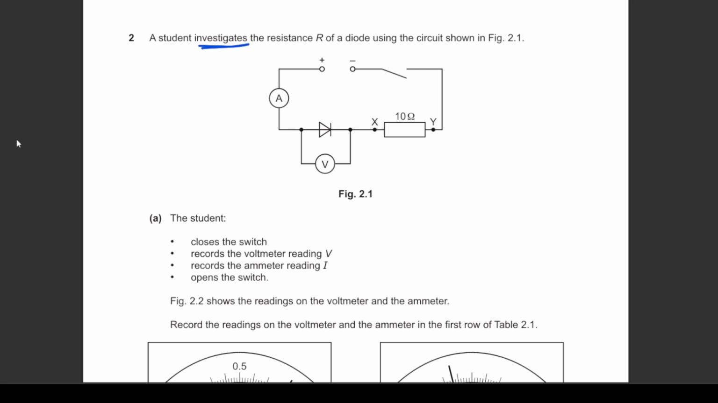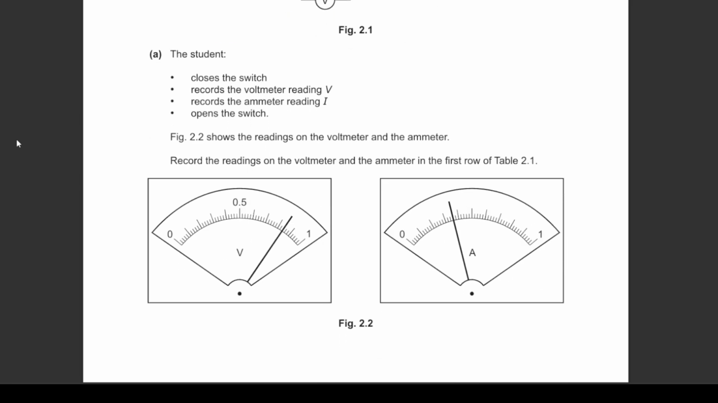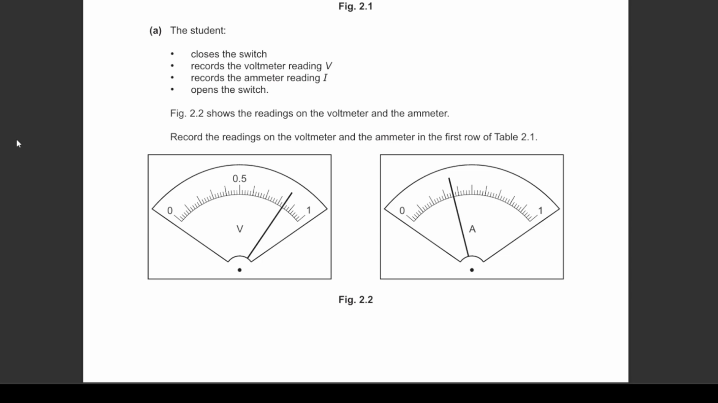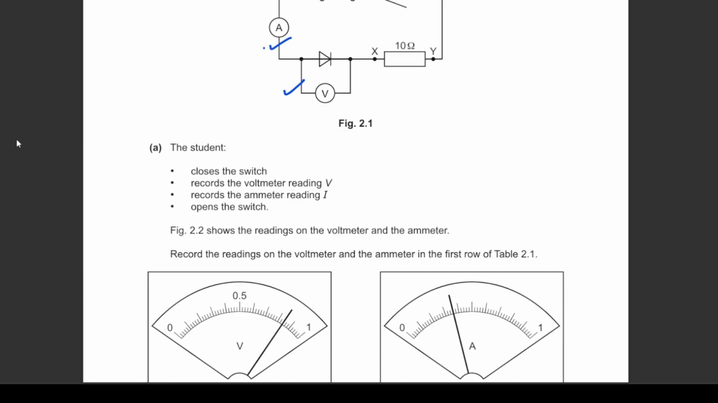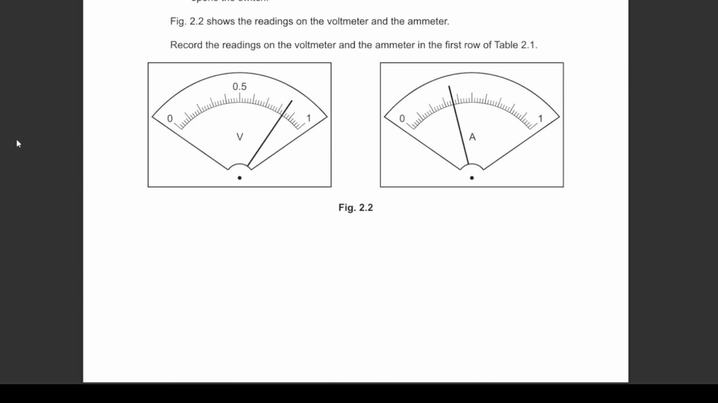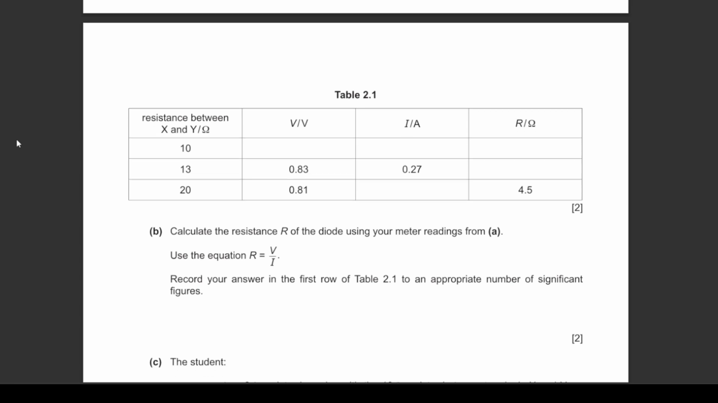He said investigating the resistance. So he wants to measure the resistance of a diode using the circuit below. Okay, fine. So he closes the switch, measures a bunch of values of voltage and current, voltmeter connected across the diode, ammeter measures the value of current in the circuit, series circuit, and we have to write down these values in this table.